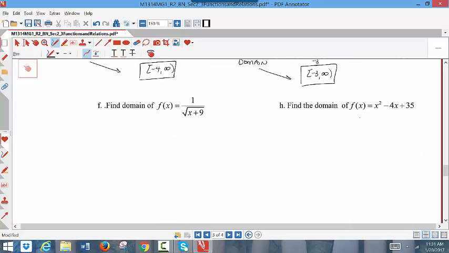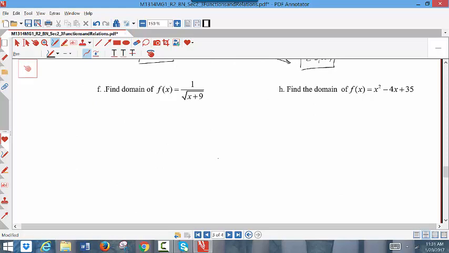Okay, now these two examples, they are fractions with square roots. Both, not h, f. F is a fraction and a square root. So the domain is saying what x values can I place into this function. So you start thinking x is any real number. Then you look and say, okay, I've got a radical, so that's going to restrict it.